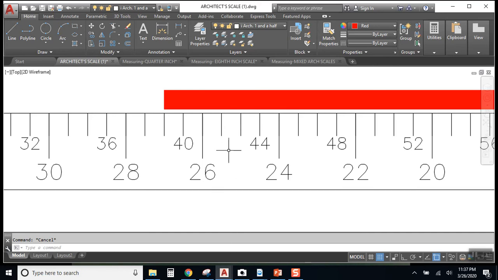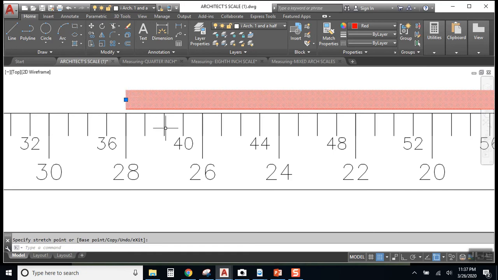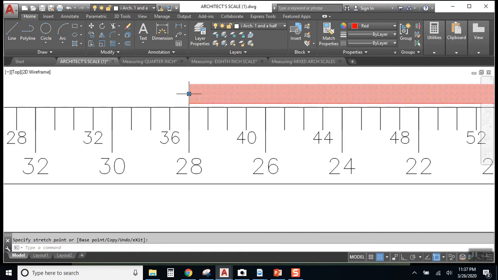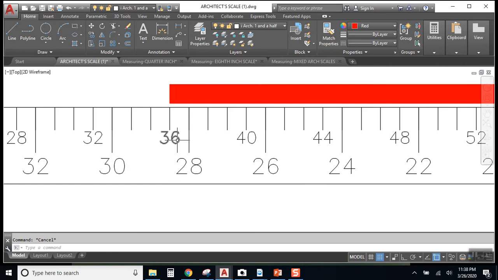Okay, and we got two methods for doing that. So here's our first method. I'm going to take my line here and pull it up 28 feet, and then pull it just a little further. Now remember, we're ignoring the 36, right? We're not paying attention to the little numbers, just looking at the big numbers.